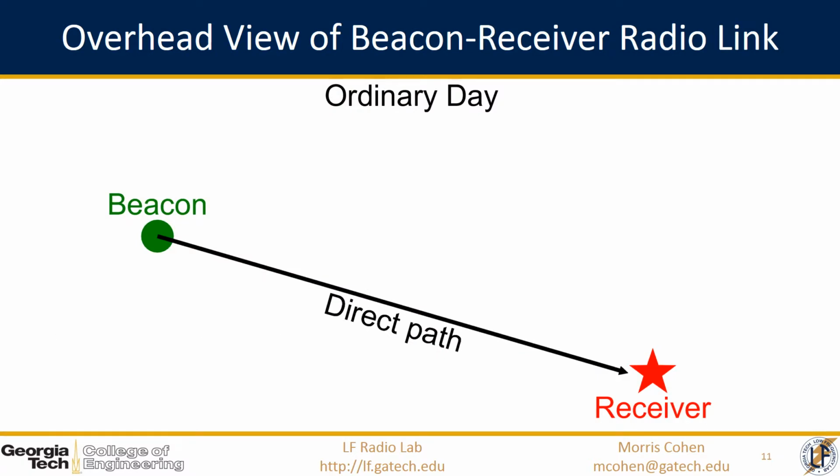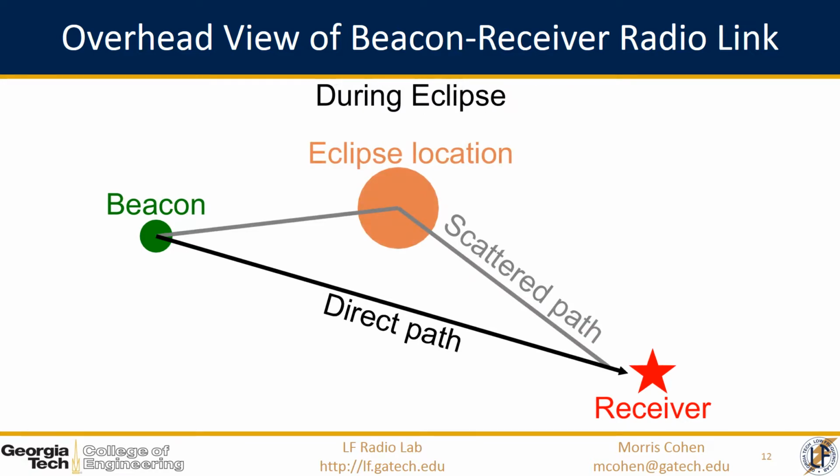Let me give you an overhead view of how this looks. So this is, again, looking overhead. The green is a particular radio transmitter that we're looking at, and the red is our receiver. Ordinarily, we simply get a direct path from one to the other, bouncing back and forth in this Earth-ionosphere waveguide. On the day of the eclipse, there's basically a second signal that scatters off this eclipse patch, and then it gets picked up at our receiver. So we get a sum of both detected in our radio instrument.